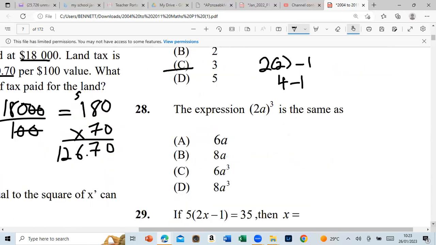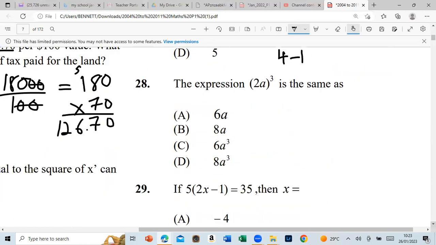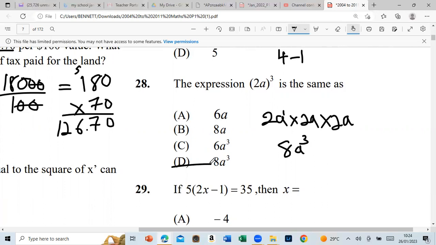It says the expression 2a cubed is the same as. Now all this is saying is 2a times 2a times 2a. Right? So the powers 2, 2 4, 2 4 8. So that's 8. We're going to add the power. So this is 1 plus 1 plus 1. So that's 3. So our final answer would be 8a cubed. Guys, we have almost reached the halfway, so let's go.